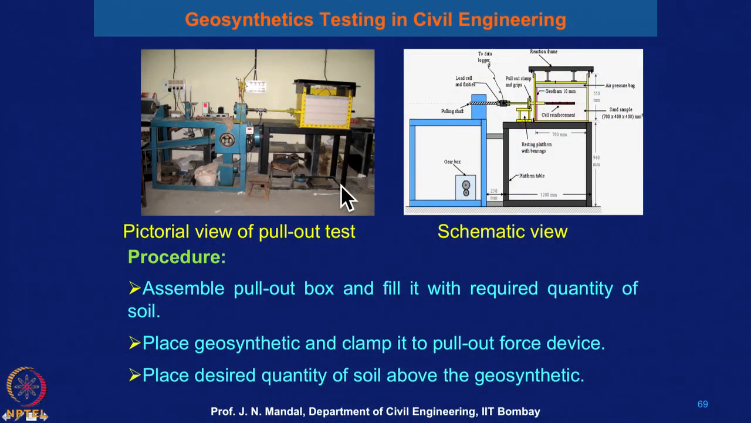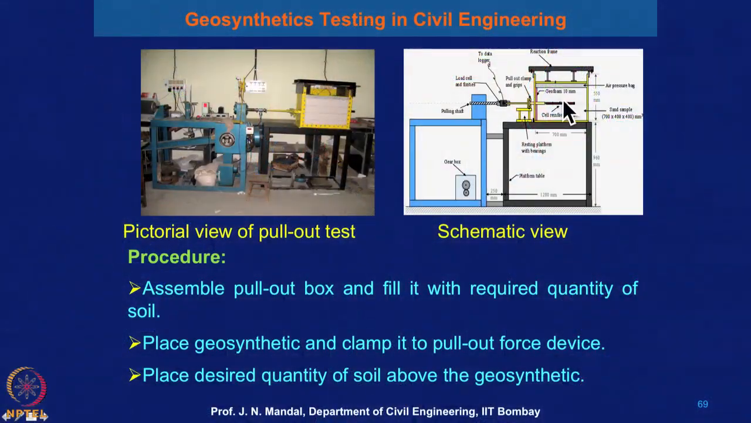So, from this, you have to assemble the pull-out box and fill it with the required quantity of soil, then place the geosynthetic and clamp it to the pull-out force device. Then place the desired quantity of soil above this geosynthetic material.